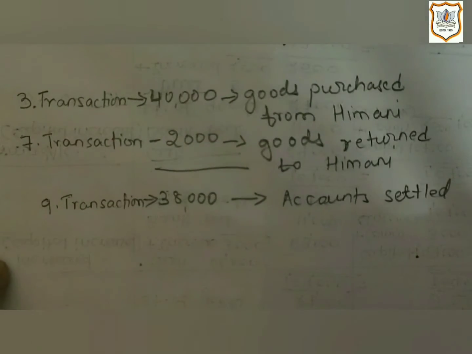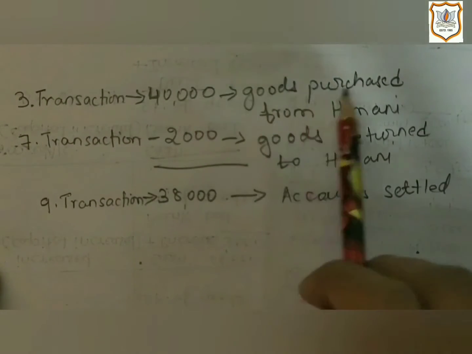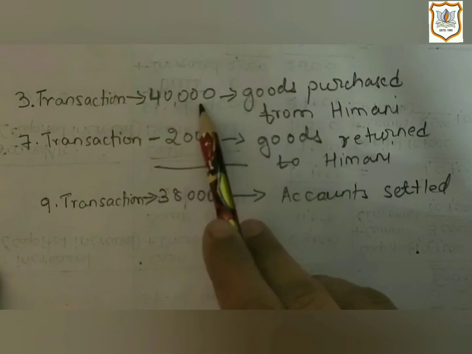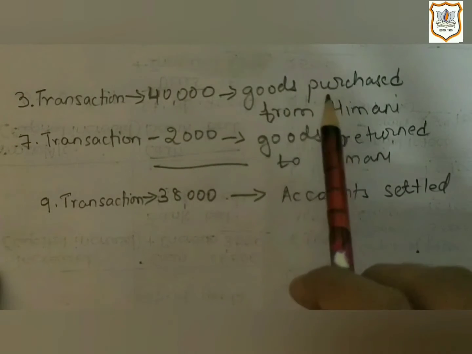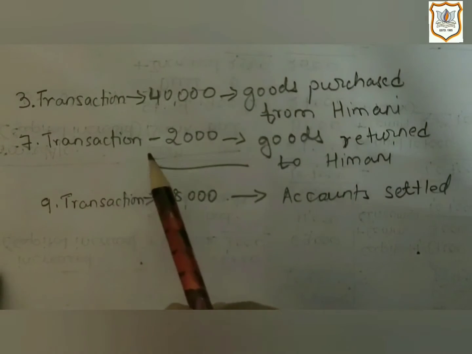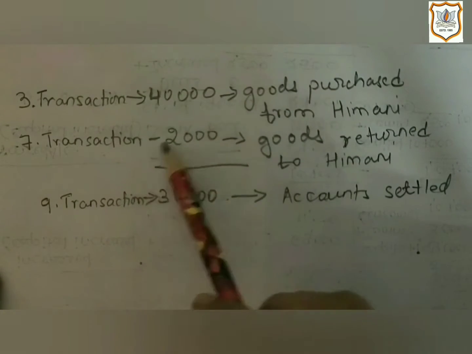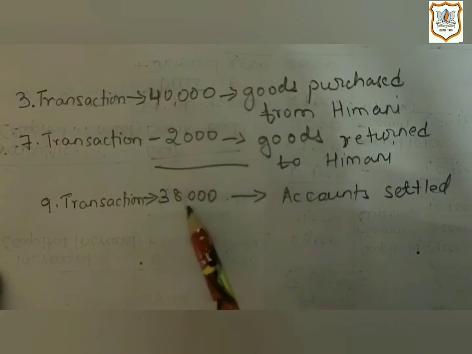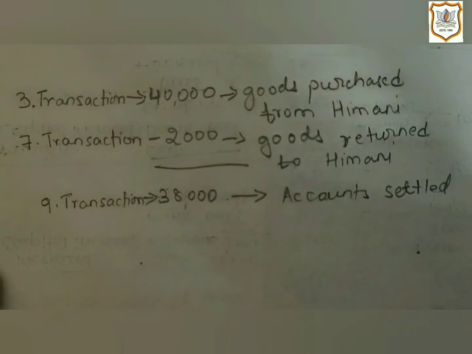See, here if you check transaction number 3rd, on that date we had purchased goods from Himani worth rupees 40,000. So as we had purchased it on credit, in that sense Himani was our creditor. On date 7th, we returned goods to Himani worth rupees 2,000. So by subtracting 2,000 from 40,000, we will get 38,000. So here by paying 38,000, we settled our account with Himani.